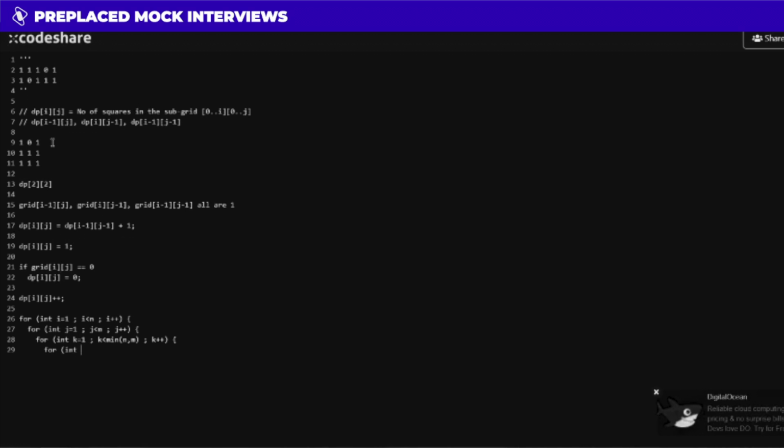Everything else would be 0 in the columns and rows, except 0 comma 0. If it is 1 then it's 1. If it is 0 then it's 0. And the rest, if it's one, then it's one. If it's zero, then it's zero. I guess the solution is correct.